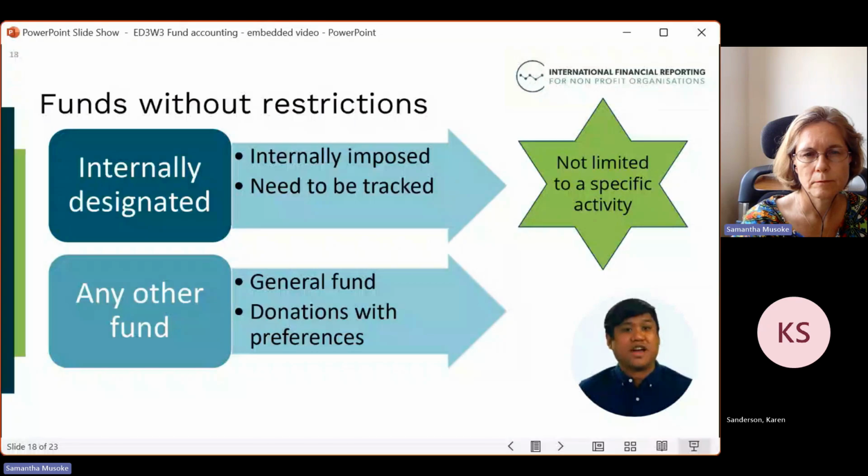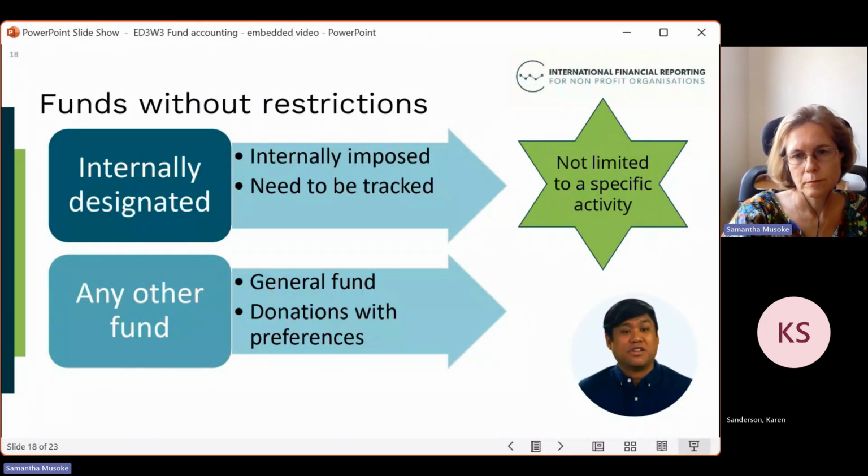Funds without restrictions can be used at the discretion of an NPO to further any of its missional purposes. In other words, they are not limited to a specific purpose or activity. Funds without restrictions comprise any fund that has been created through internal designation by an NPO's governance body, as well as any other fund that is not a fund with restrictions. For the avoidance of doubt, the general fund is a fund without restrictions. Where a grantor expresses a non-binding preference on how resources are to be used, this will normally be included as part of funds without restrictions, because it is a preference, not a requirement. Management can track these resources separately if desired.